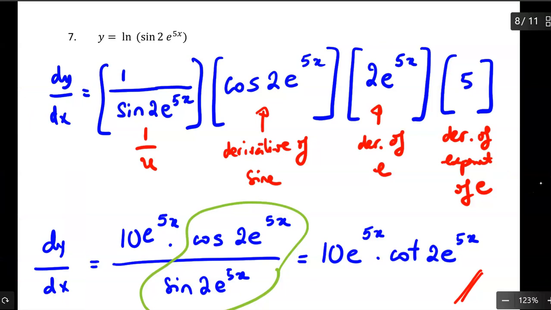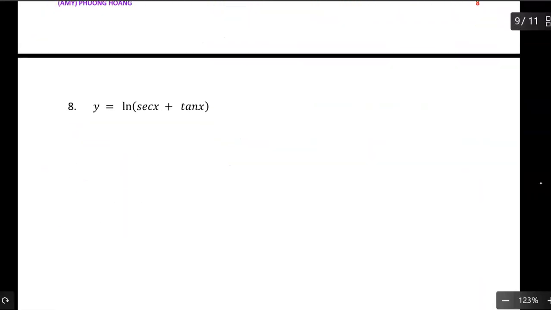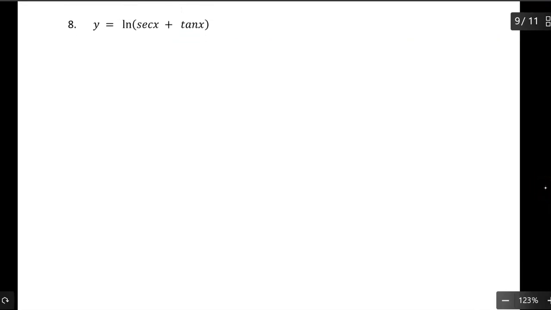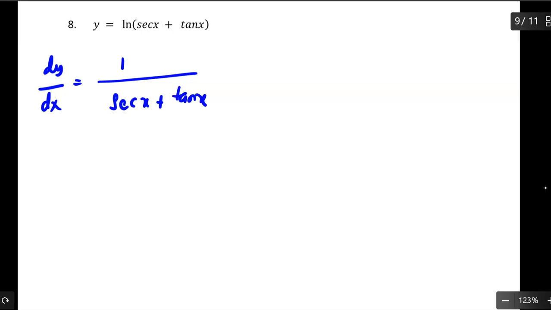Okay. So I think I have one more question and I only have 3 minutes left, so I believe that I still have enough time. Okay, so I have derivative of natural logarithm of secant of x plus tangent of x. So in this case, I immediately apply the derivative of ln, which is 1 over secant of x plus tangent of x. So in this case, 1 over u. Okay, so this one, I will write it for everyone that this is 1 over u.